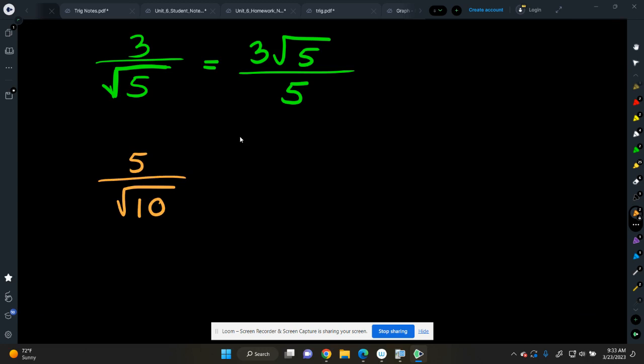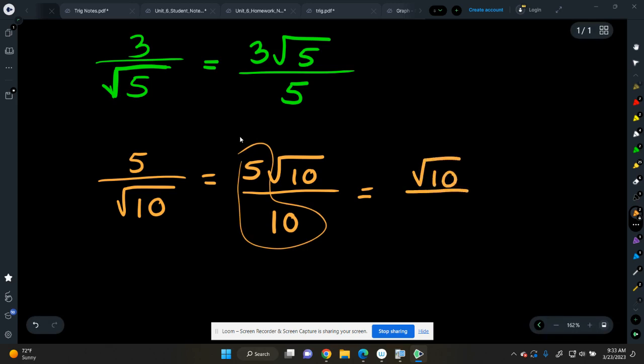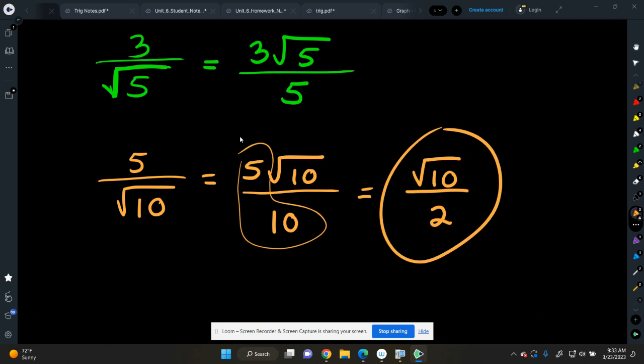What do we do with that one? You move the radical 10 to the top. Good. And then we remove the radical. Can I do anything else? Sure, we can reduce the 5 and 10. 5 goes into 5 once, so it just leaves me with root 10 up top. 5 goes into 10 twice. Remember, you can only simplify if they are both outside or if they're both inside.